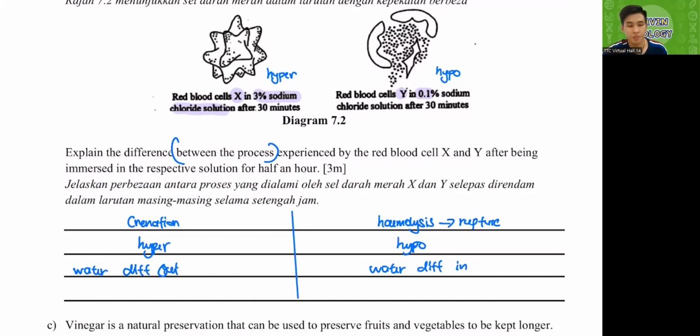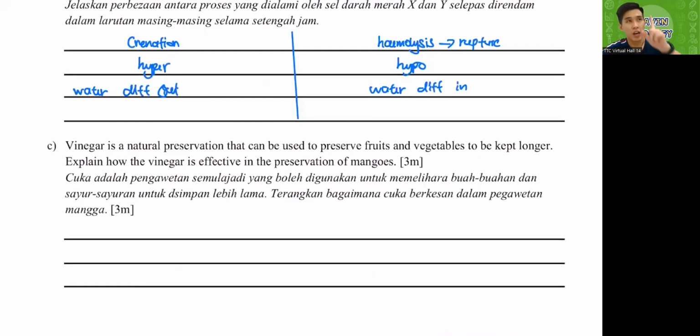Next, C. Vinegar. Next question. Now, for this part, food preservation is very important in your chapter 3. So there are two methods of preservation you learn in chapter 3. Number one is use vinegar. Vinegar is a natural preservation that can be used to preserve fruits, vegetables to be kept longer. How is the vinegar effective in preservation of mango?